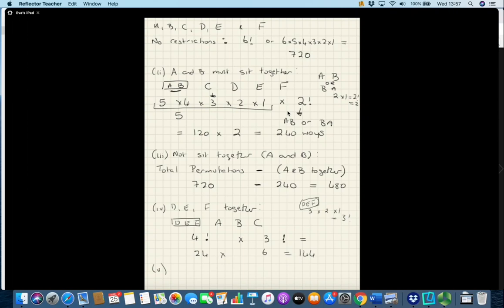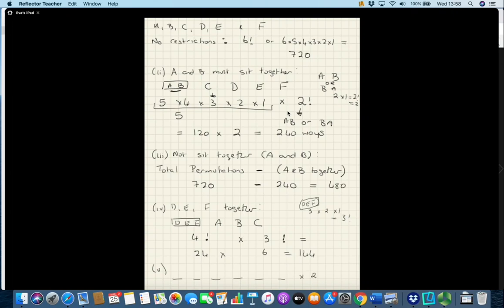And then the last part of this question, A and F must sit at the end of each row. So I have 6 letters, A, B, C, D, E and F. A and F must sit at the end of each row. Okay, now it's not telling me A has to be at the start and F has to be at the end. Okay, so that's interchangeable, so I'll have to multiply my answer by 2.